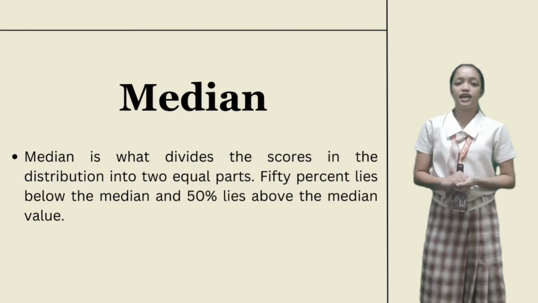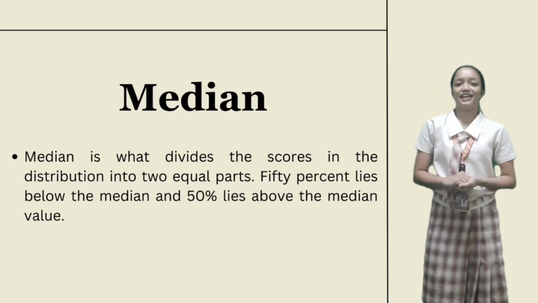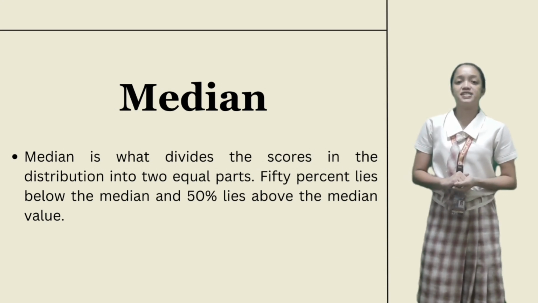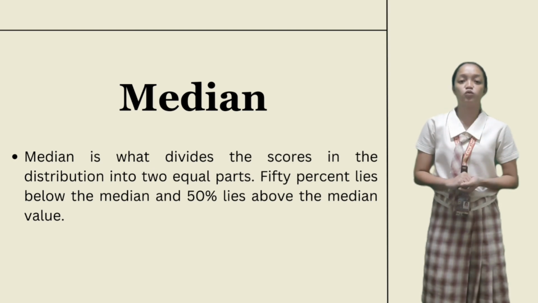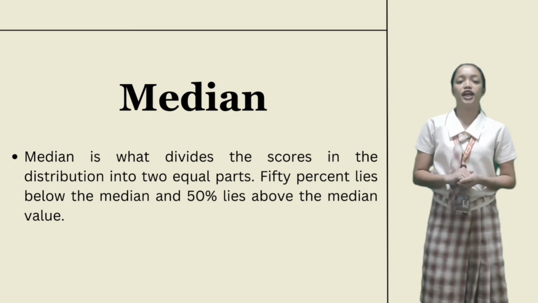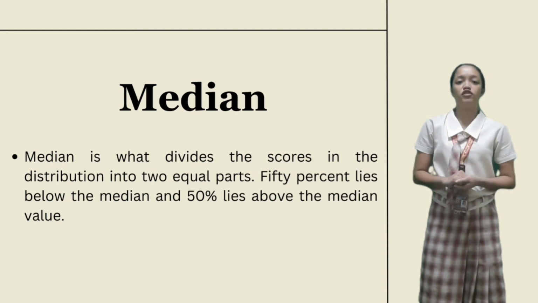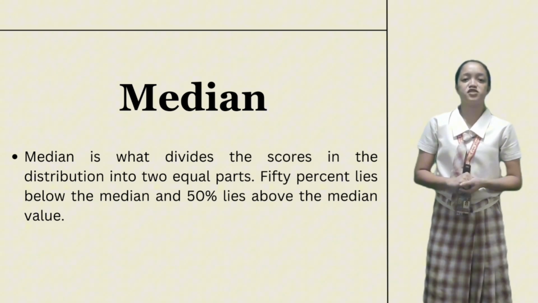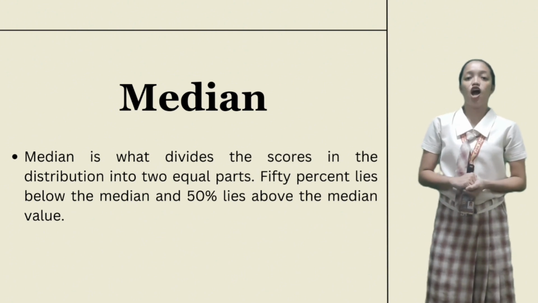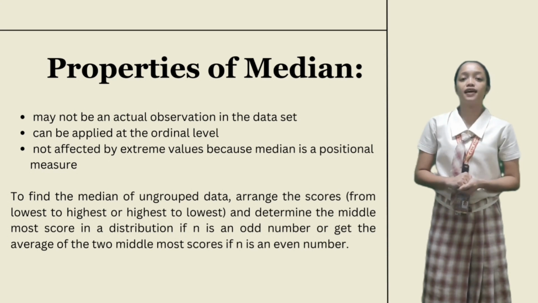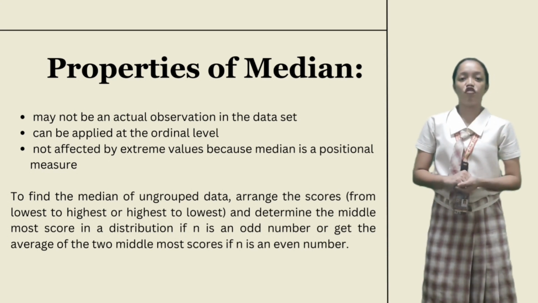Now let's proceed to the median. The median is the second type of measure of central tendency. The median is what divides the scores in the distribution into two equal parts. 50% lies below the median and 50% lies above the median value. The median is used when the exact midpoint of the score distribution is desired and if there are extreme scores in the distribution.